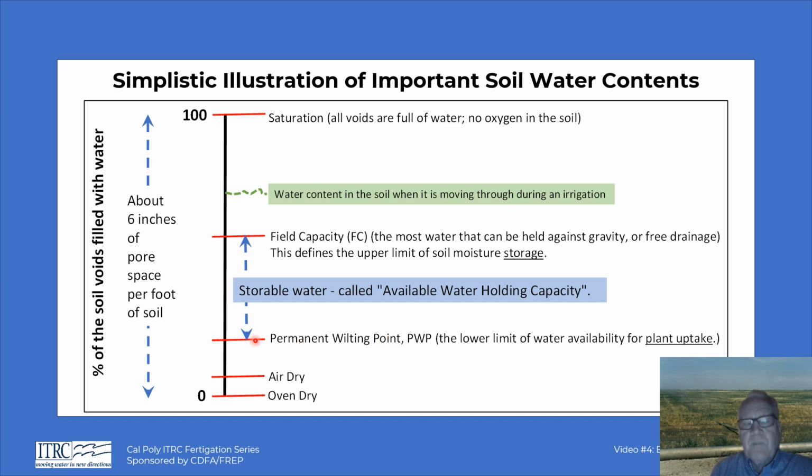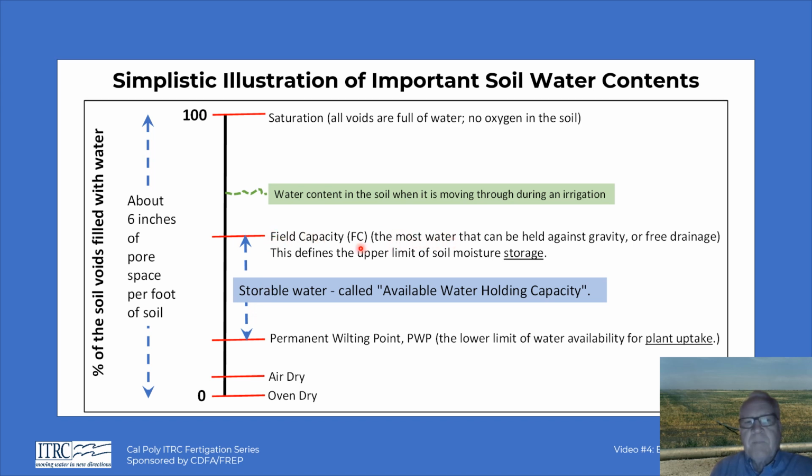Now, of course, this is for a particular point in the root zone. The whole root zone does not arrive at permanent wilting point. You get gradations, you get different amounts of drying out and wetting depending on the depth you are in the soil. Up here, this is field capacity.